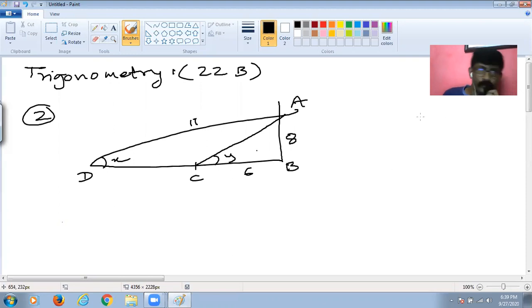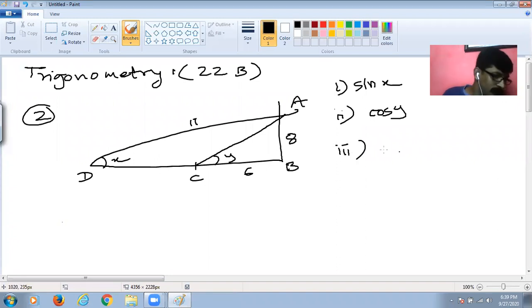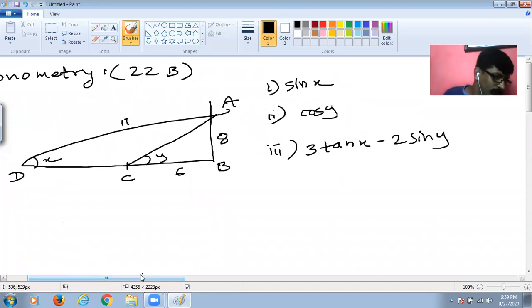So what do we have to find? We have to find three things. One is sin X, second one is cos Y, and third one is 3 tan X minus 2 sin Y plus 4 cos Y. So these are the three tasks.